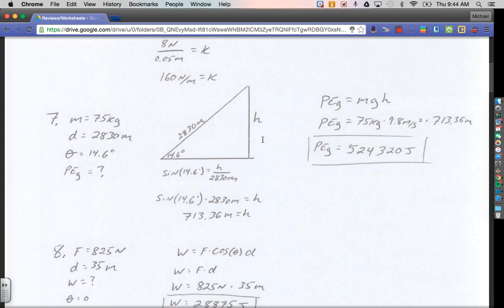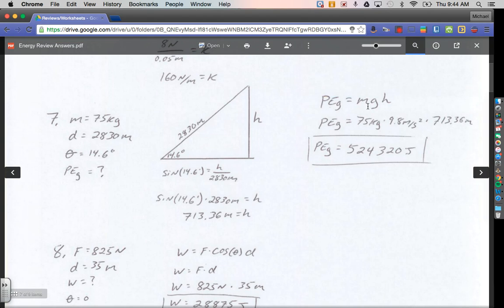Number 7, a 75 kilogram skier rides a 2,830 meter long lift to the top of a mountain. The lift makes an angle of 14.6 degrees with the horizontal. What is the change in the skier's gravitational potential energy? We're looking for PE for gravity. Well, the potential energy with gravity is the equation mgh.